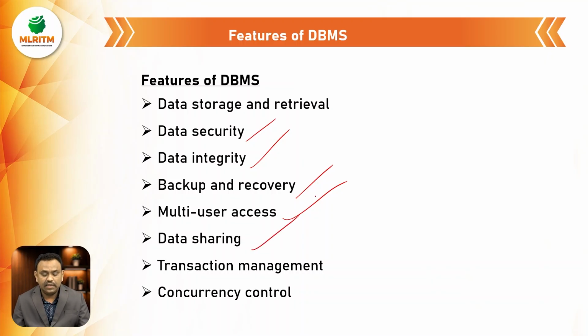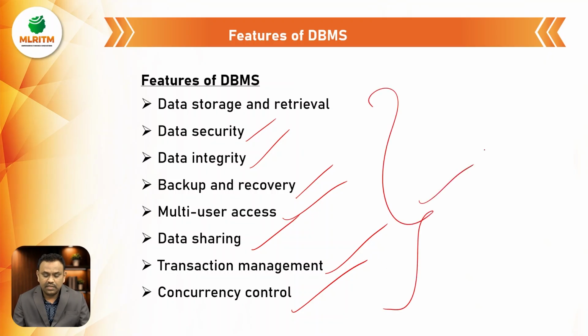So sharing of data is another feature. Transaction management, how the transactions are performed. Next, concurrency control. Concurrency control means executing two or more transactions at a time. All these are the features of the DBMS.